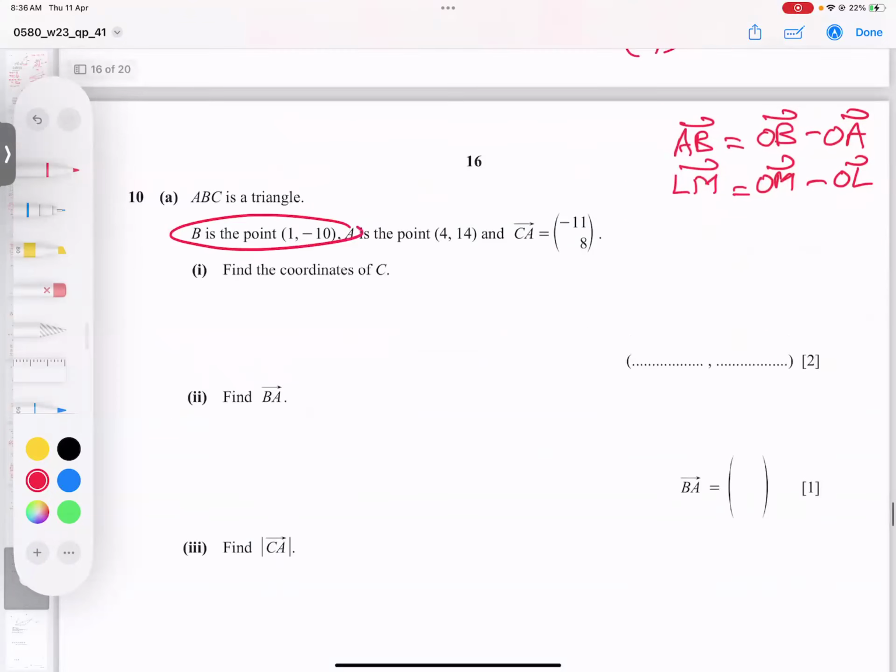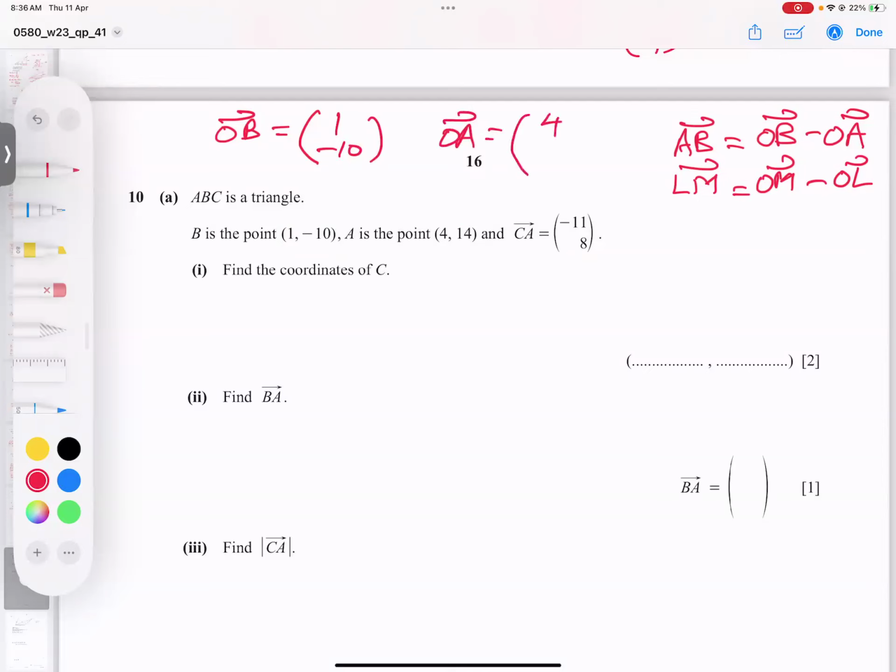Okay, so let's introduce O. This is B. I can write OB. Now how to write OB, students? I just introduce O and write 1 up, negative 10 down. For the A coordinate, I can introduce O and it becomes vector form, 4, 14. Now I can work with that formula. And we have a given CA.